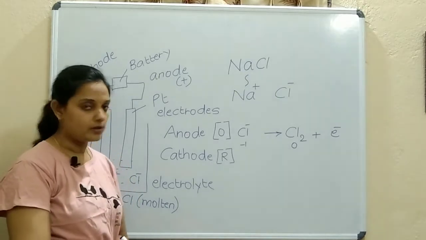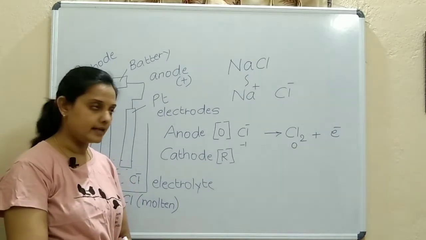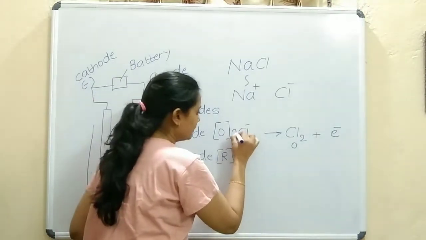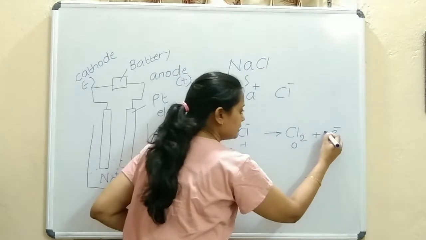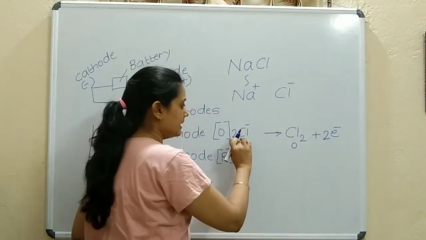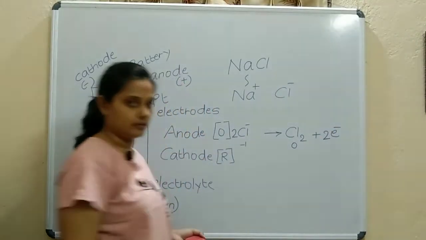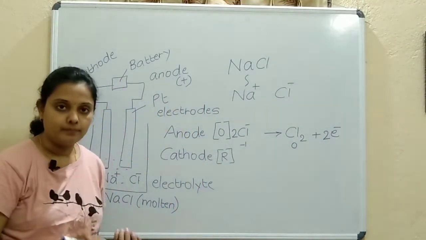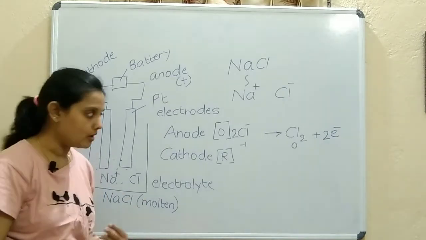And loss of electrons. I have written the electrons on the right hand side. Just to balance the equation, I will write here 2 Cl minus and 2 electrons. So you can see the Cl atoms are balanced, and 2 electrons, 2 electrons. Correct? Now cathode, reduction, that means gain of electrons.